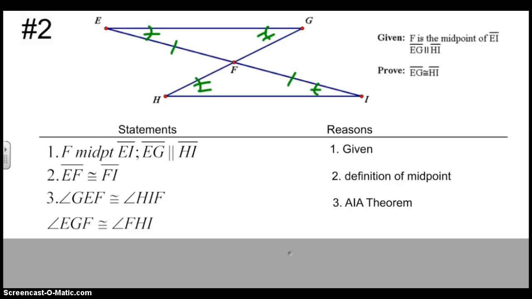Now, we've exhausted all of our givens. It's time to focus in on the proof statement. The proof statement is that we need to get segment EG congruent to segment HI. Okay, so I'm going to put a dot and a dot here so I know where I'm focusing. I need to get those two segments congruent.